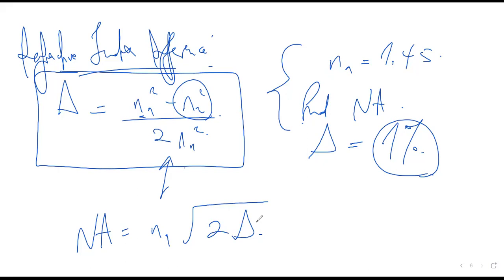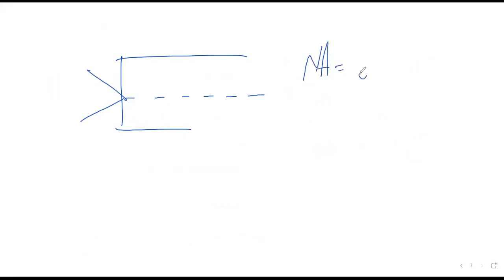For a high acceptance angle, the numerical aperture needs to be big, which means N2 should be small. Right. Formula for numerical aperture: square root of N1 squared minus N2 squared.